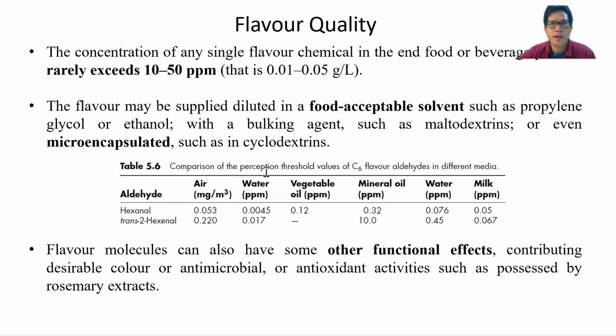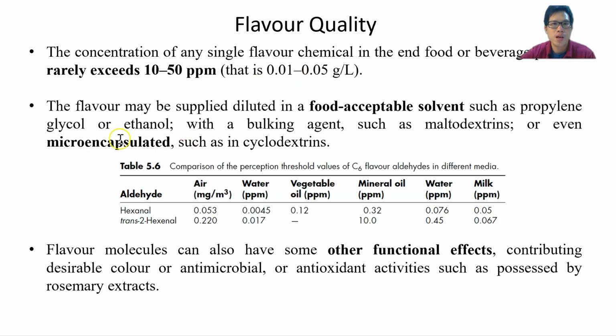If you're looking at the flavor qualities, usually you only need very little in order to incorporate into the food. The concentration rarely exceeds 10 to 50 ppm. In other words, it's about 0.01 to 0.05 gram per liter. That's very, very little.